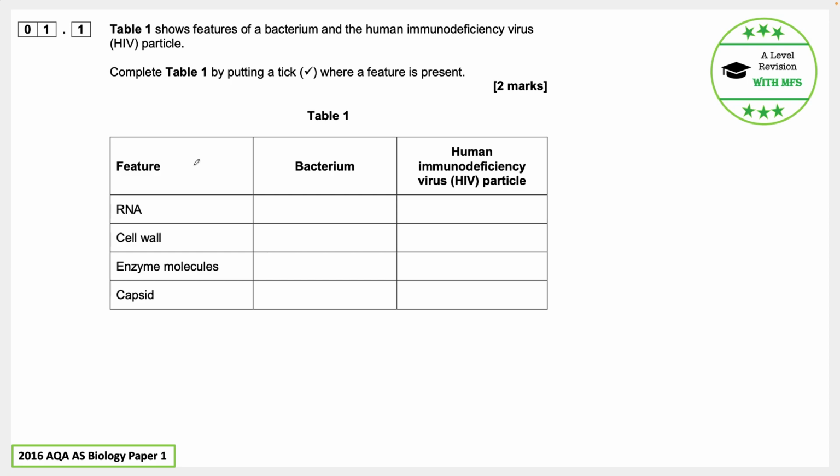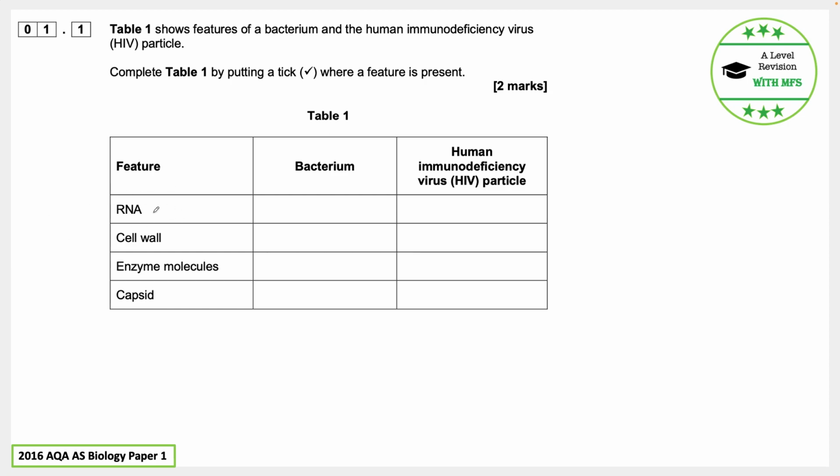Our first question is from the 2016 AQA AS Biology Paper 1 and states, Table 1 shows features of a bacterium and the HIV particle. Complete Table 1 by putting a tick where a feature is present. Okay, so we've got the feature in one column. We've got the bacterium if it contains these features, and then we've got the HIV particle if the particle contains the following features. And we just need to place a tick in the features that each of these contain.